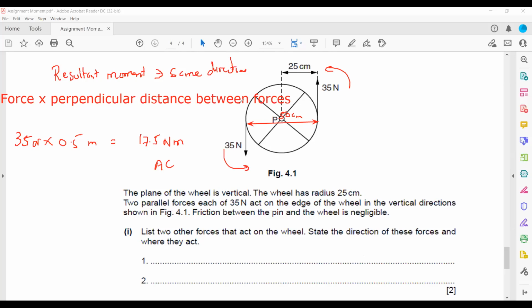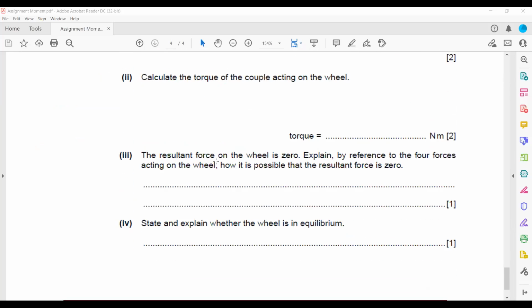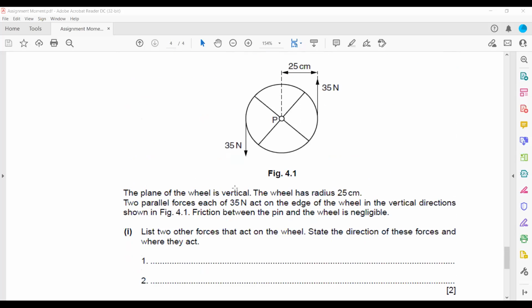The next part: the resultant force on the wheel is zero. Explain by reference to the four forces how it is possible that the resultant force is zero. Why is the resultant force zero? Because 35 Newtons is down and 35 Newtons is up, that is zero. And the weight, which is acting down, balances with the normal contact force, which is upward. If this were an example of 5 Newtons, and this is also 5 Newtons, they will cancel out and the resultant will be zero.